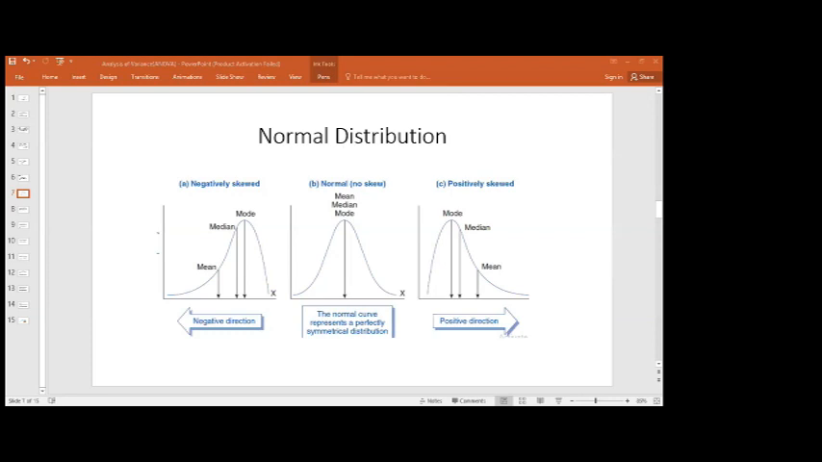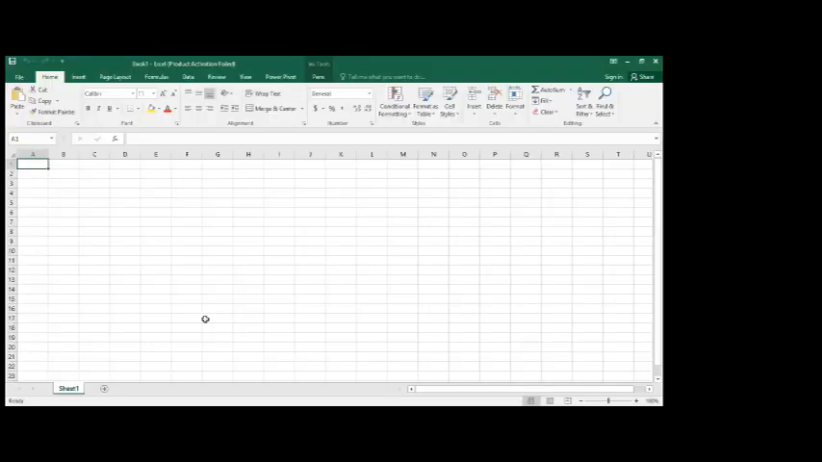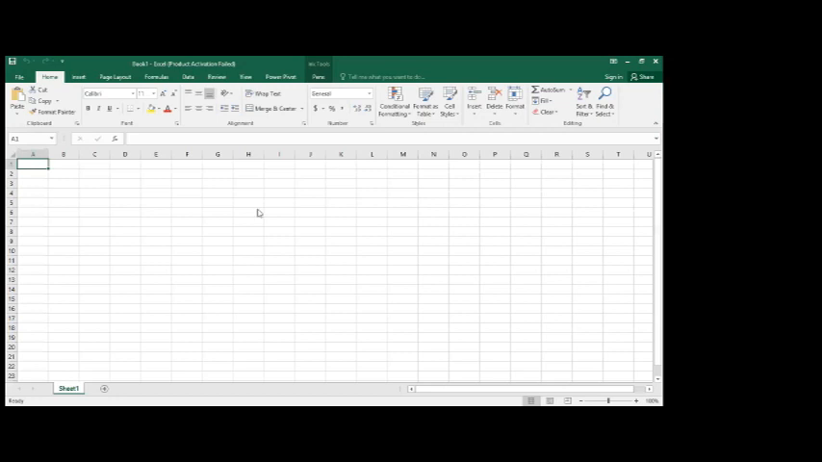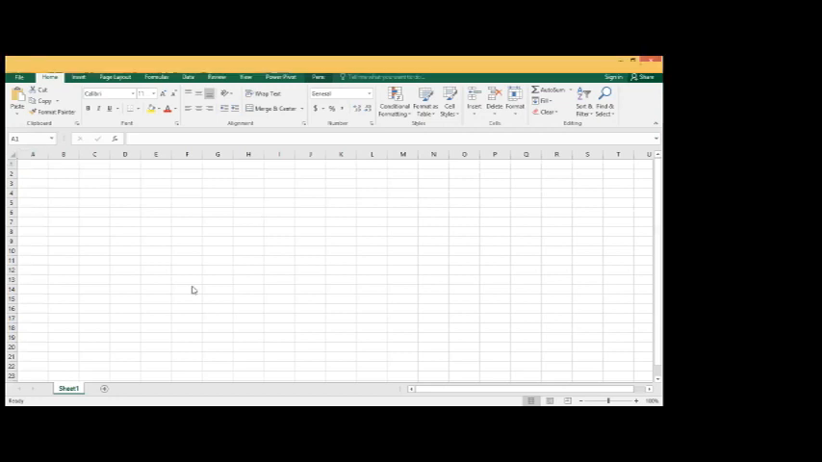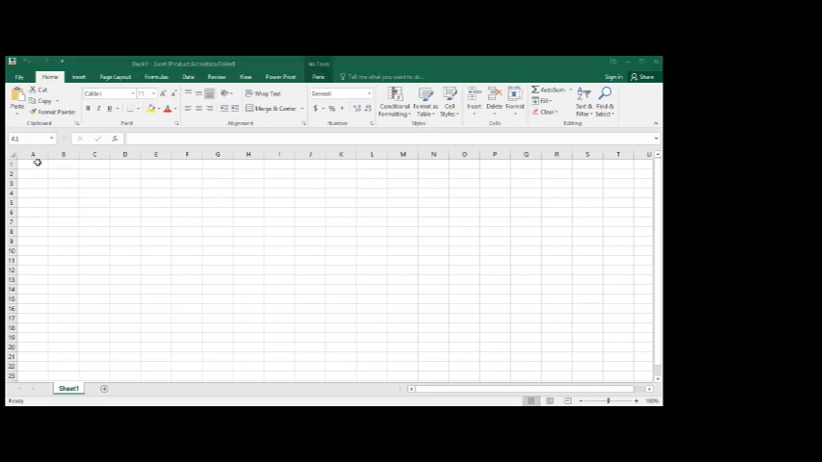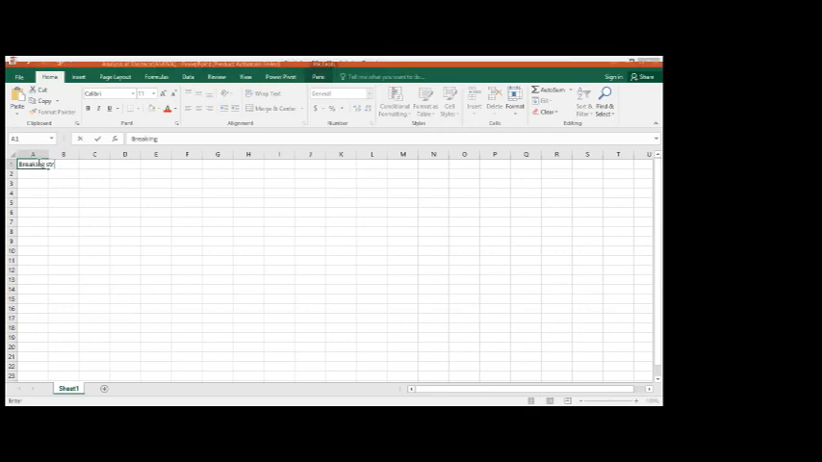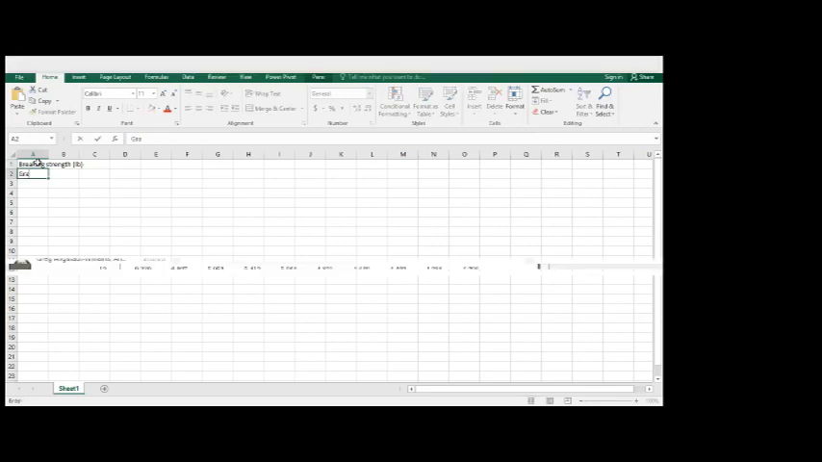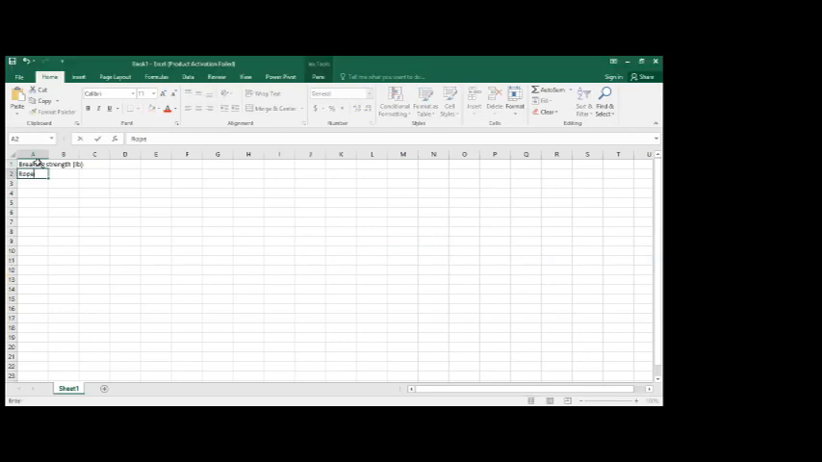Can you see the Excel sheet? Yes, we see your Excel sheet now. Okay. I will show you how we calculate one-way ANOVA in the Excel sheet. Let me enter the data. This is the data of rows.